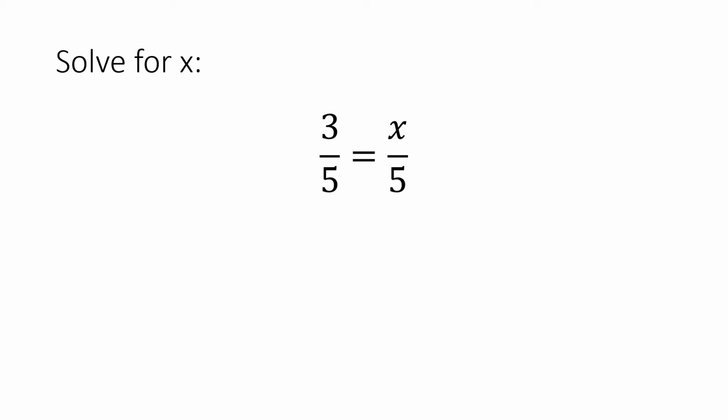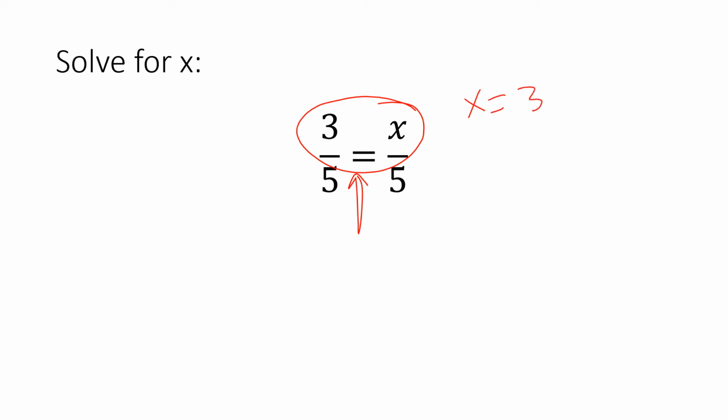Let's start with something very simple. If I tell you that 3/5 equals x over 5, and I say, hey, what does x equal? Well, you can just look at the problem and realize that x has to equal 3. Because if these two are equal and you have a 5 on the bottom of each side, then obviously the tops must be equal as well. So the x has to equal 3.